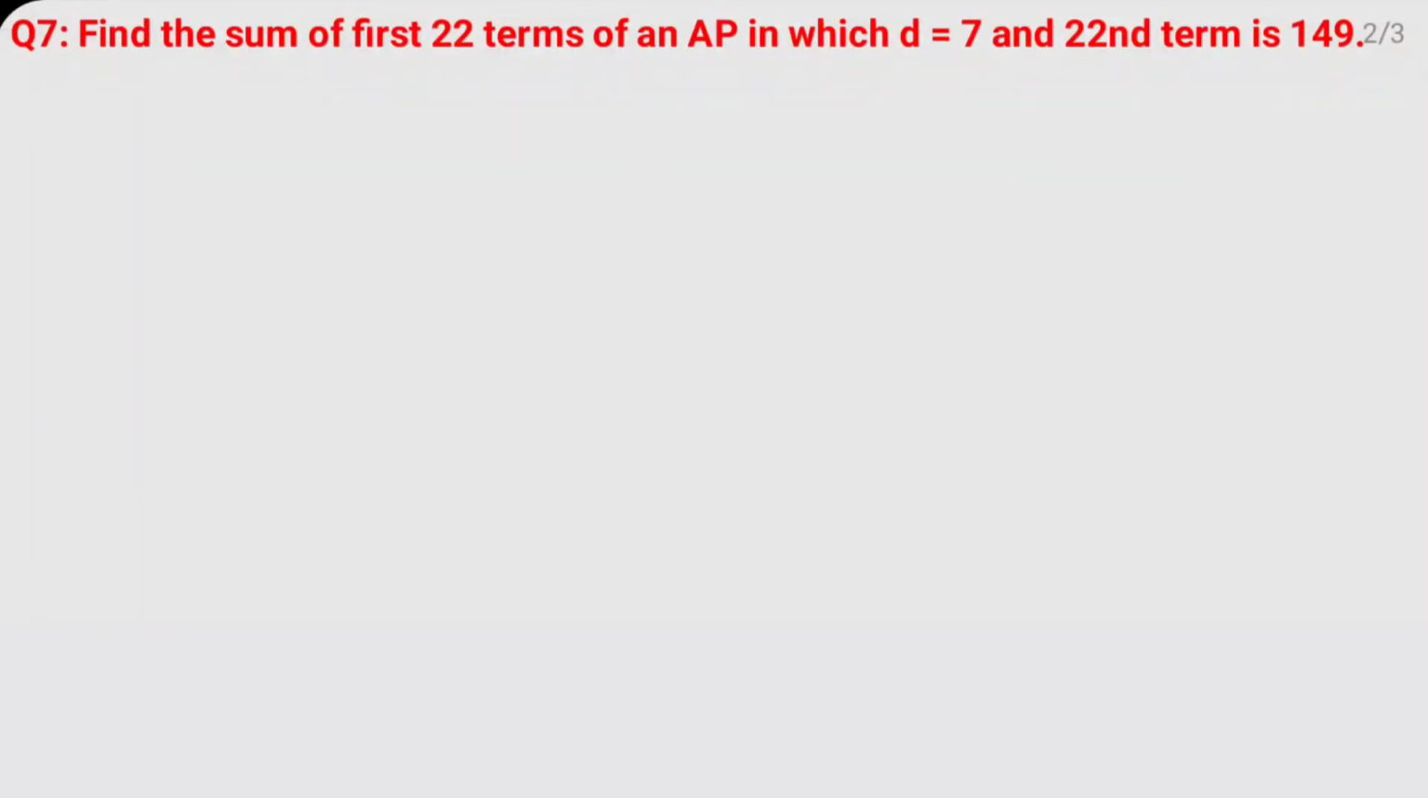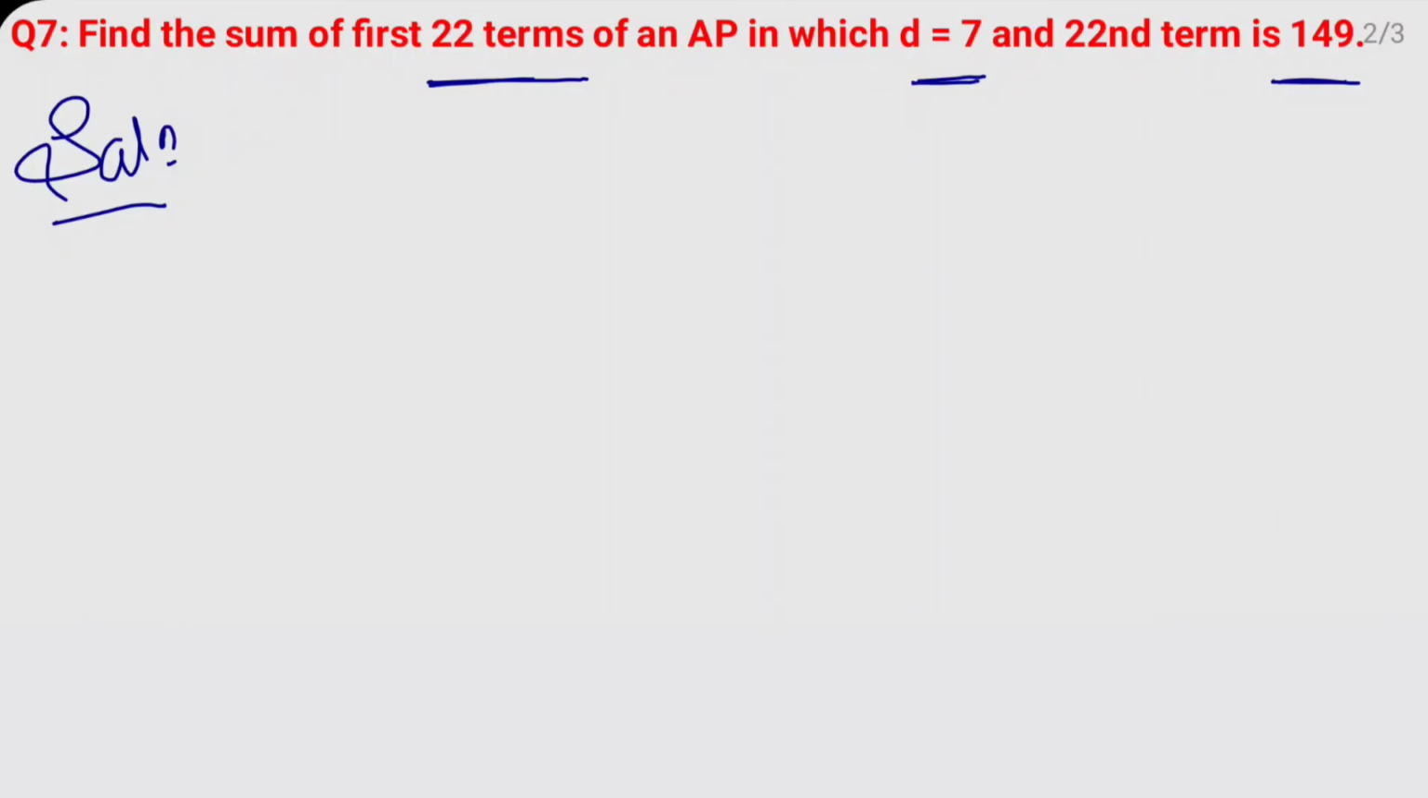So, students, look at the next problem. Find the sum of the first 22 terms of an AP in which d equals 7 and the 22nd term is 149. So here they gave the common difference is 7 and the 22nd term is 149, and we want to find the sum of the first 22 terms. Is it clear? So let me solve here.